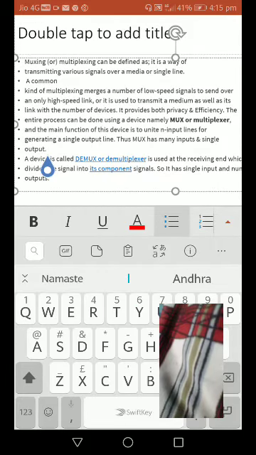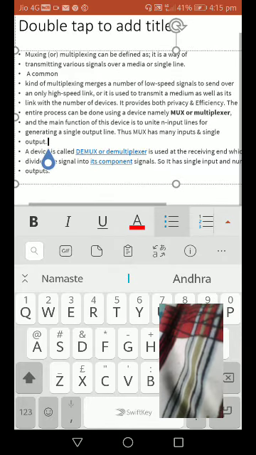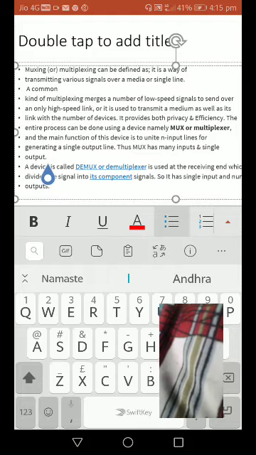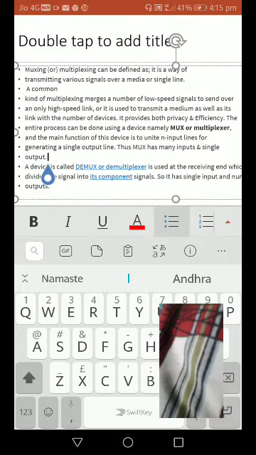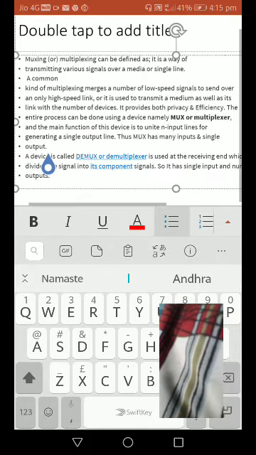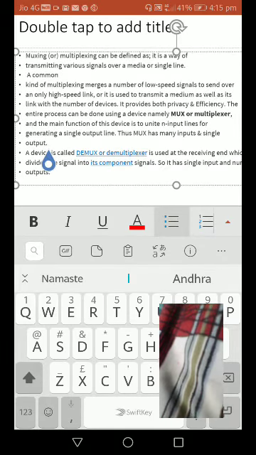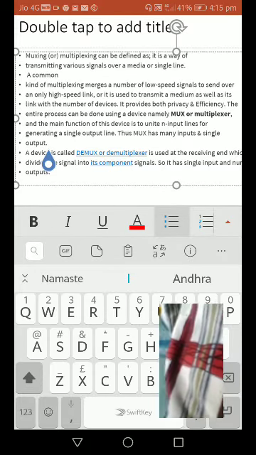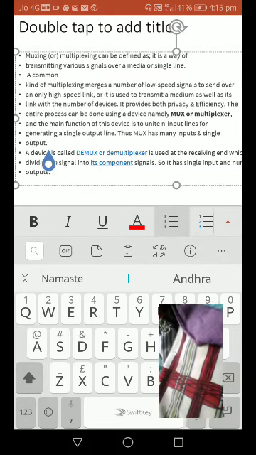It provides both privacy and efficiency. The entire process can be done by using the device, namely MUX. Nowadays, in OFC system installation, the design uses multiplexers. The entire process can be done by using devices called the MUX, or multiplexer.